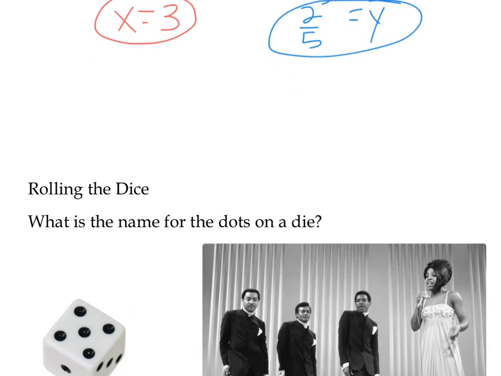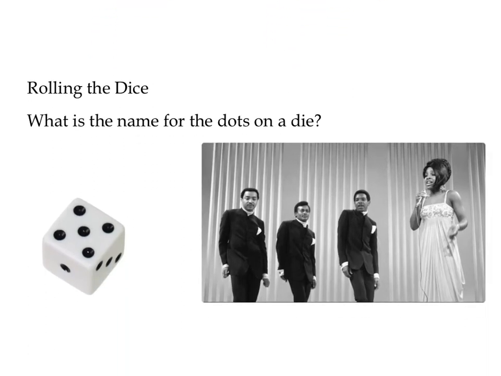All right. Let's take a little roll of the dice here. A roll of the dice. What is the name for the dots on a die? So you've got these dots there, right?